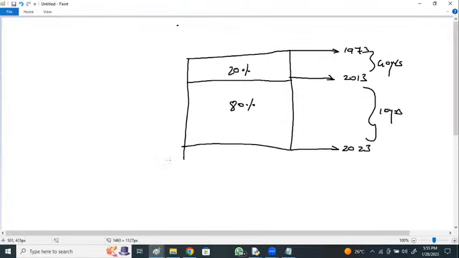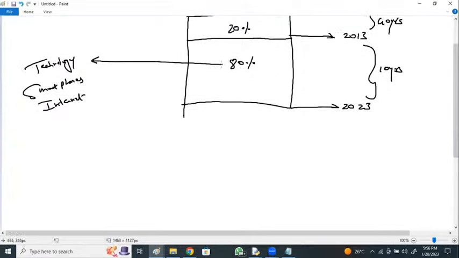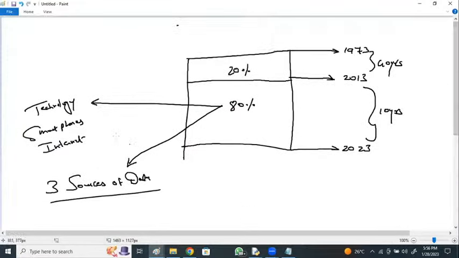The reasons for such huge data generation, especially in the last 10 to 15 years, are the usage of technology, smartphones, and the internet. And what are the main sources from where this data is getting generated? Mainly three sources. In the 1990s or early 2000s, the data was very less.